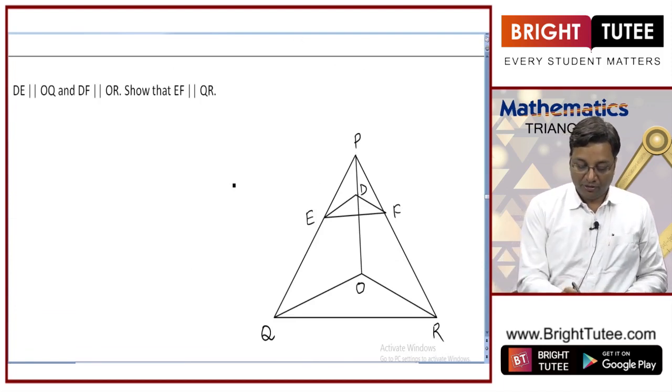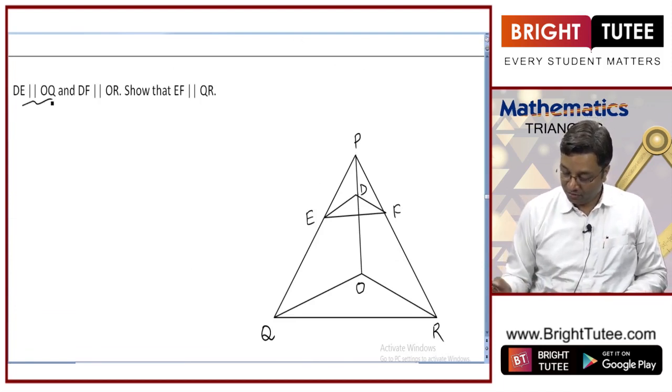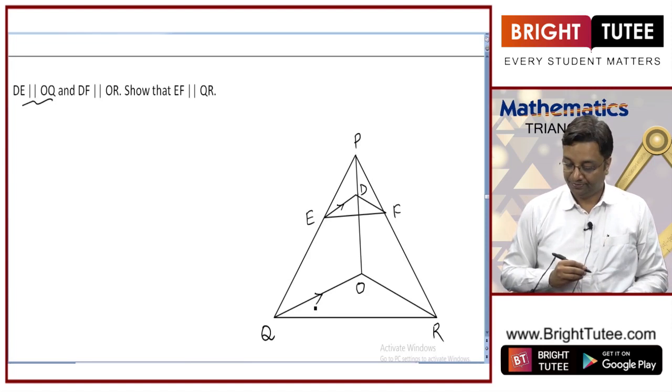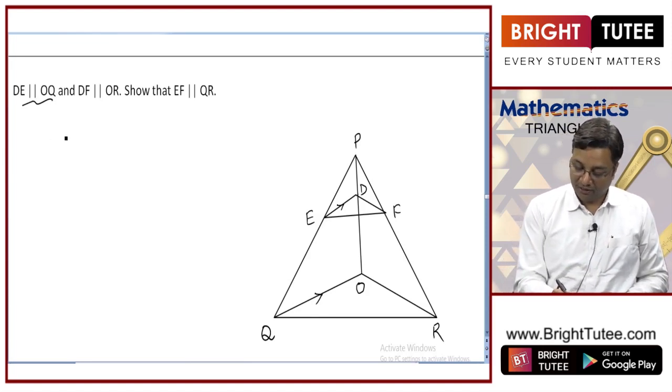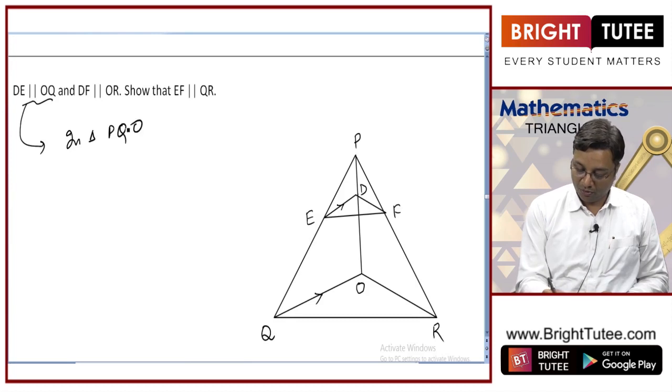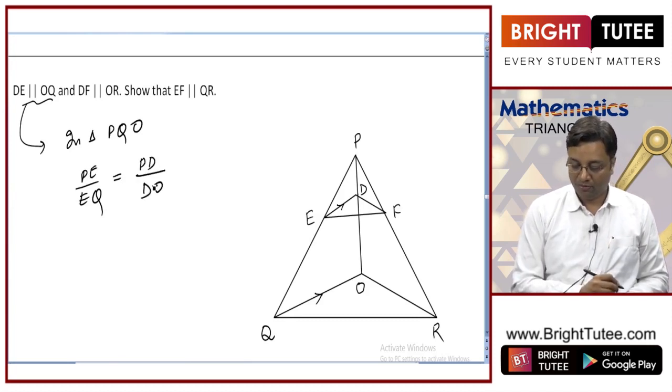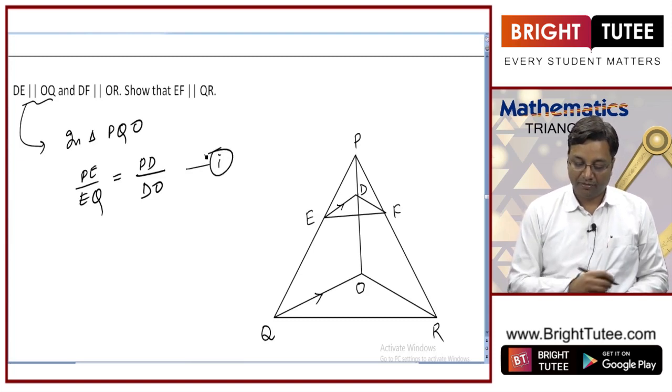Now in this question also DE is parallel to OQ. So what is DE? This is DE and it is parallel to OQ. Okay. So what does it tell me? That if these two lines are parallel, then in triangle PQO I can say PE by EQ is equal to PD by DO. Let it be my result number 1.